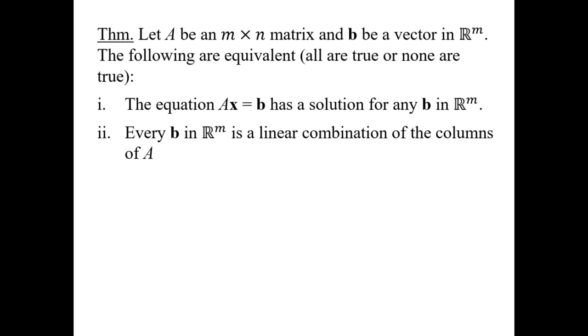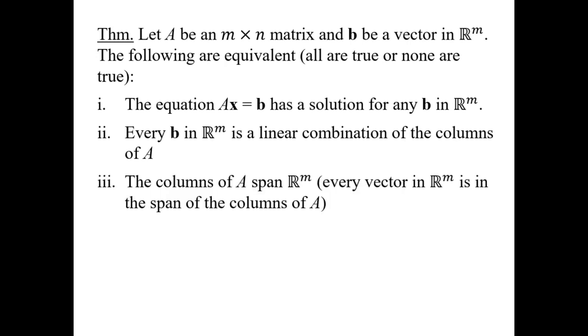Okay, so first statement, there is a solution no matter what. Second statement, every b is a linear combination of the columns of A. Again, these are equivalent statements. They basically mean the same thing, right? If b is a solution to the matrix equation, then it's a solution to the vector equation, right? b is a linear combination of those columns of matrix A. And the third one, the columns of A span Rm, meaning every vector in Rm is in the span of those columns. This basically says the same thing as statement number 2. If every b in Rm is a linear combination, that means all the vectors in Rm are in the span of the columns of A. Again, all three of these things say exactly the same thing.